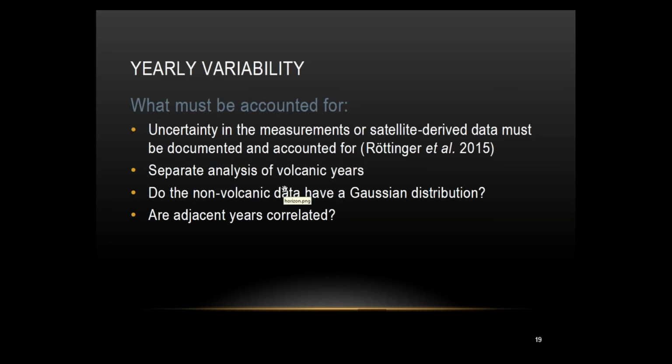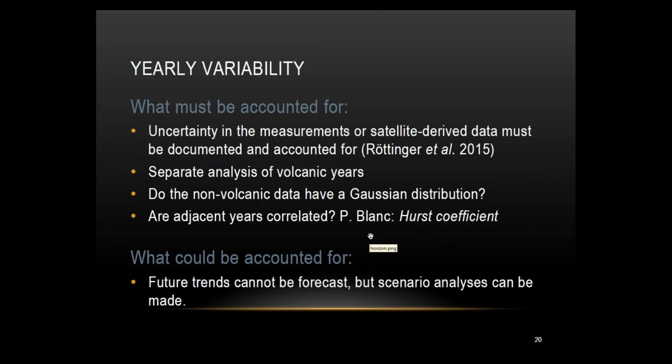Volcanic years should be analyzed separately, so in the typical meteorological years, for instance, these are not included so that they don't affect those. That's worth keeping in mind. And then you should test that just the non-volcanic data have a Gaussian distribution. You could also look into whether adjacent years are correlated, which they can be. Philippe Blanc here suggested you could use the Hurst coefficient to analyze this, which is interesting.